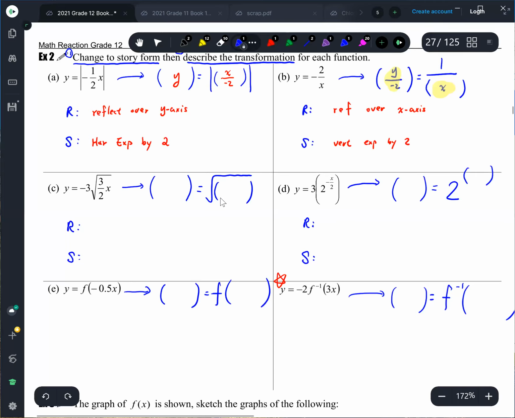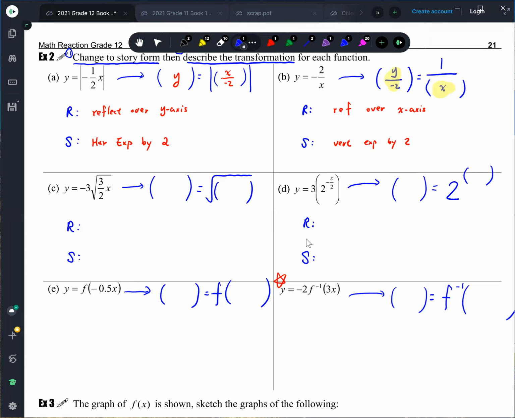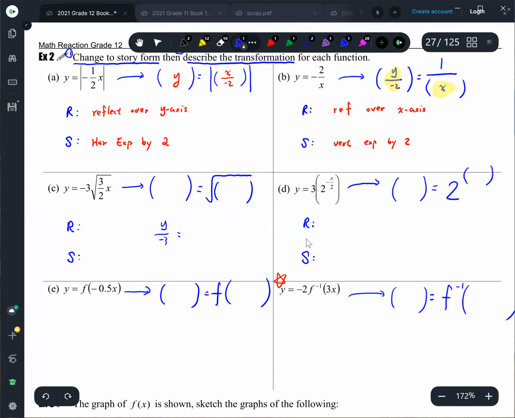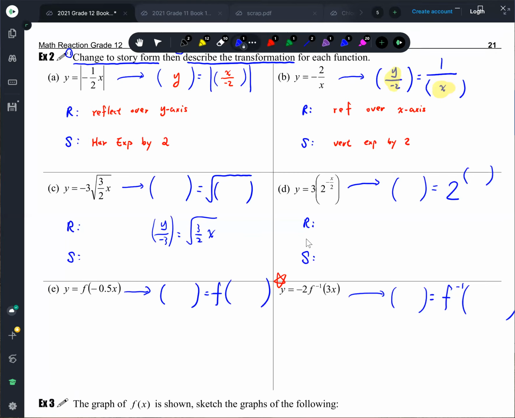Anyone has questions so far? Yeah, for the C, the first thing that I did was multiply both sides by -3. Sorry, divide. So what would it look like? Y over -3 equals square root 3/2 times x. Yeah, so far so good. And then what else do you need to do? I'm not sure how to continue solving that.